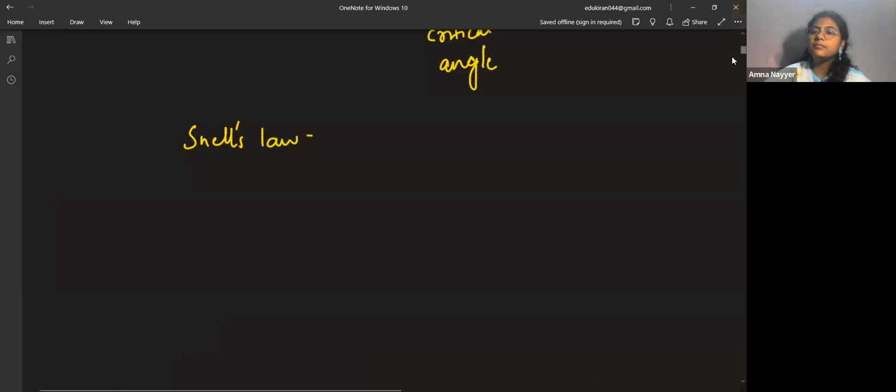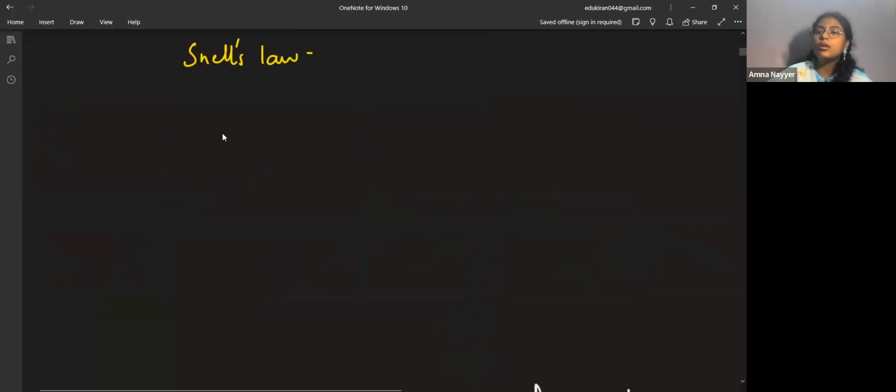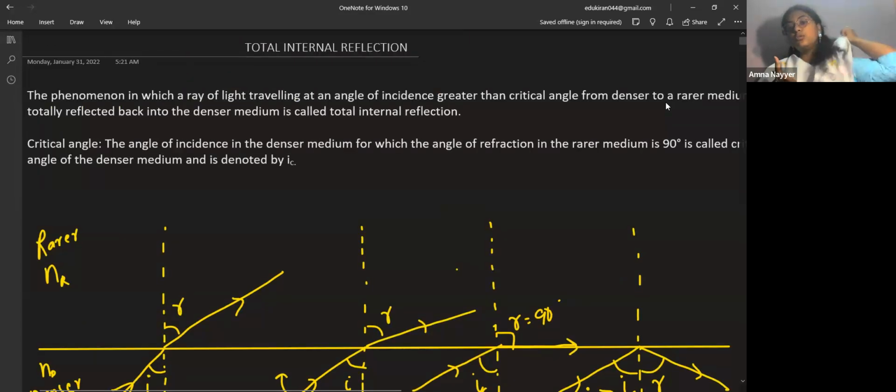Now suppose this is the rarer medium. I'm taking the refractive index as NR, not 1, 2, because that will be confusing. NR and ND. This is ND, this is NR. So Snell's law, what we have studied about Snell's law. I'm repeating, those who do not remember, learn it right away, because this Snell's law will be used ahead also.